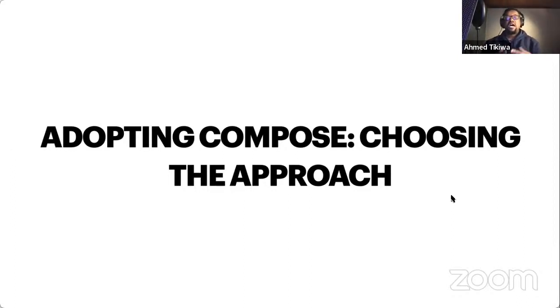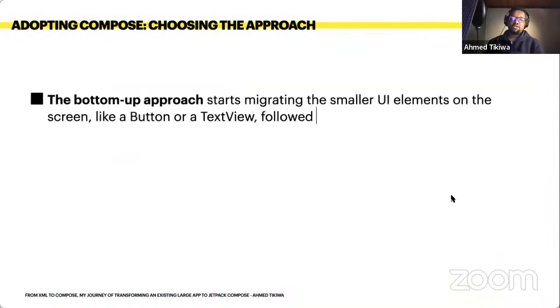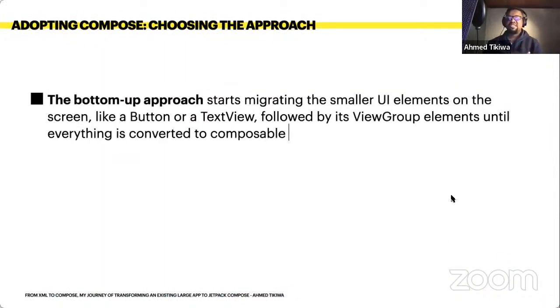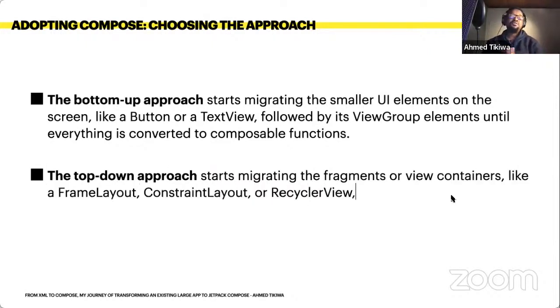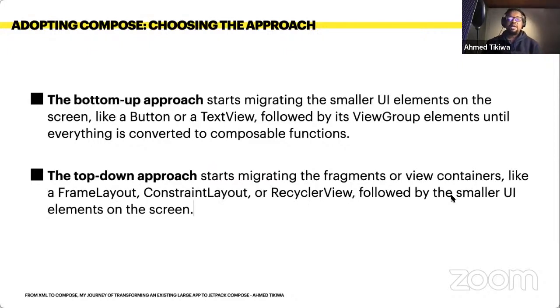With that said, adoption can be done in one of 2 ways, according to the Android developers website. The bottom-up approach starts by migrating the smaller UI elements on the screen, like a button or a text view, followed by its view group elements until everything is converted to composable functions. Then we have the top-down approach, which starts by migrating the fragments or view containers, like a frame layout, constraint layout, or recycler view, followed by the smaller elements on the screen.